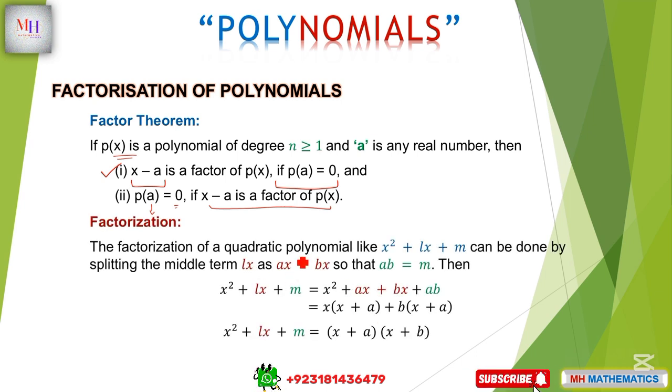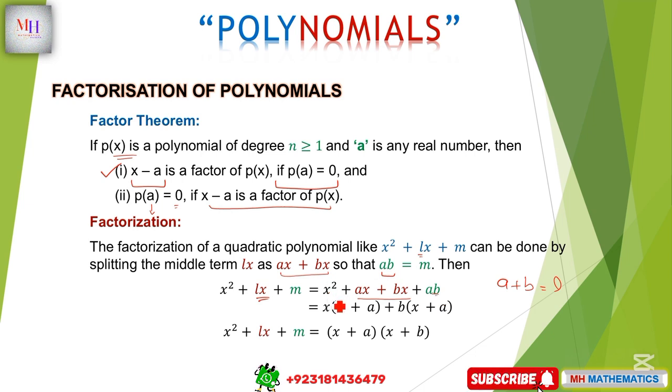So factorization of the quadratic polynomial x square plus lx plus m can be done by splitting the middle term lx as ax plus bx, so that the product ab is equal to m and a plus b is equal to l. So we write x square plus lx plus m as x square plus ax plus bx plus ab.